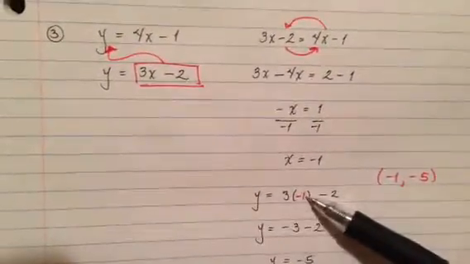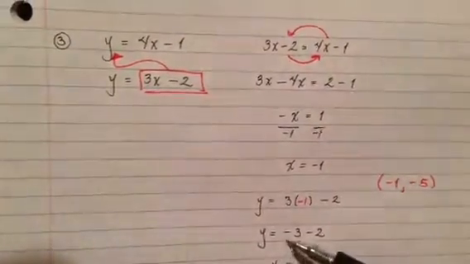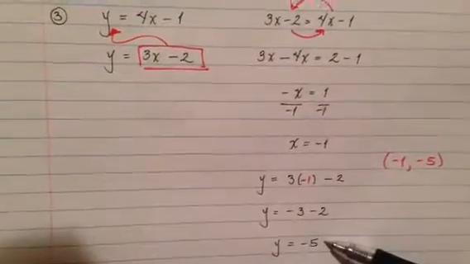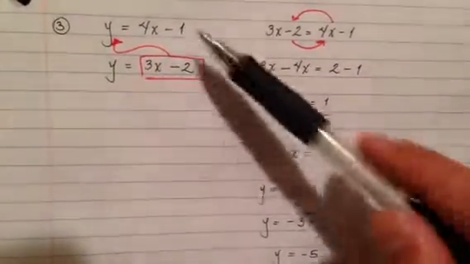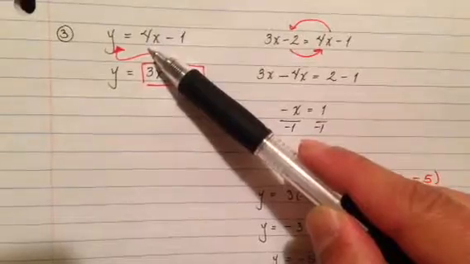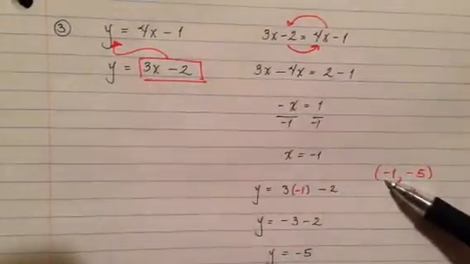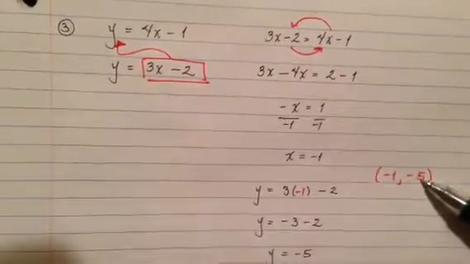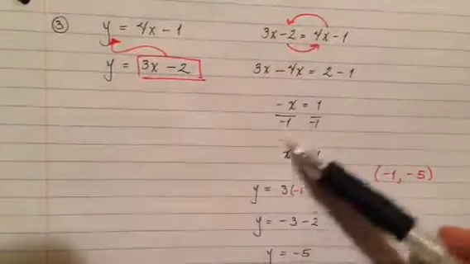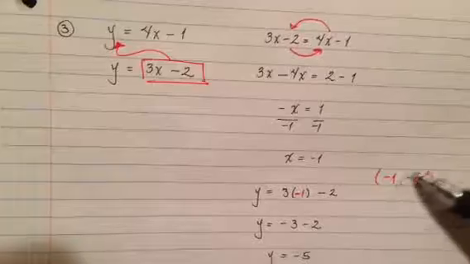3 times negative 1 is negative 3, and negative 3 minus 2 is negative 5. Would I get the same thing if I used the top? Yes, I would, and you can try that on your own. So my point of intersection is negative 1 comma negative 5. And remember, the x coordinate goes first and then the y.